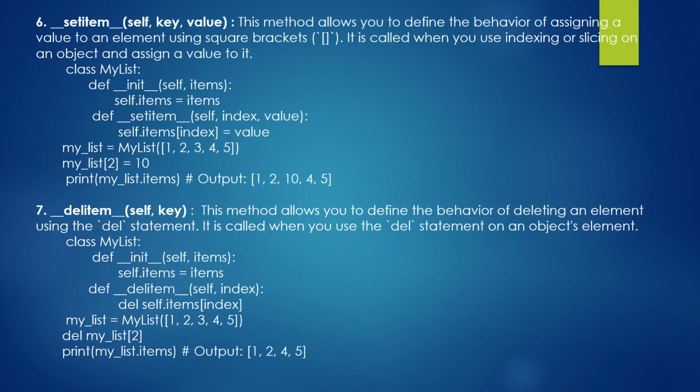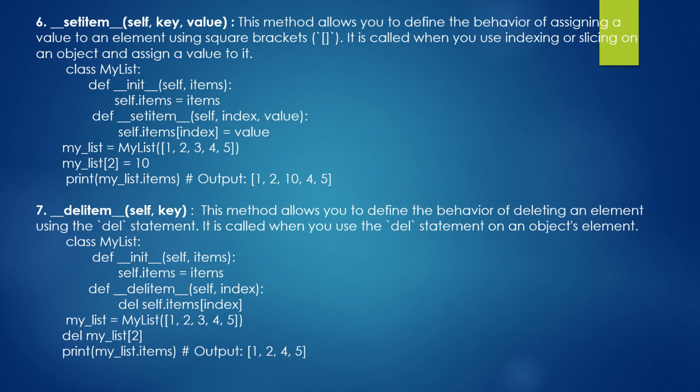Next, setitem. Here we pass three parameters, that is self, which is already placed parameter, key and value. This method allows you to define the behavior of assigning a value to an object using square brackets. It is called when you use indexing or slicing of an object and assigning a value to it. Here is an example to use the setitem method.